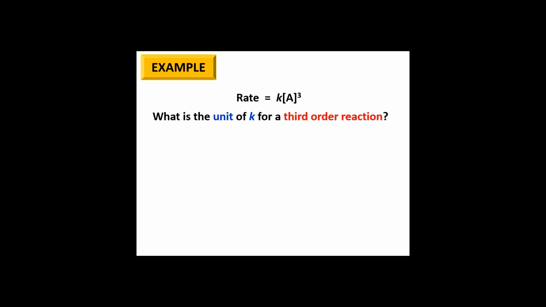For a given rate law, rate equal to k concentration of A to the power of 3, what is the unit of k for a third order reaction? Substitute the unit of rate and concentration into the rate law, so you can solve the unit of k. For third order reaction, the unit of rate constant is 1 over molarity squared times second.